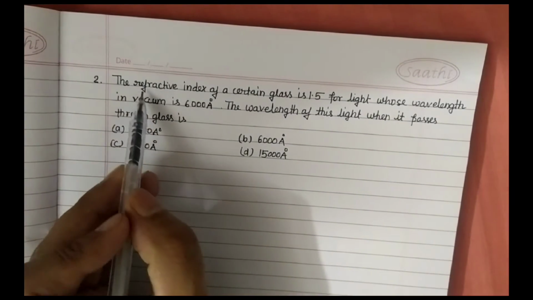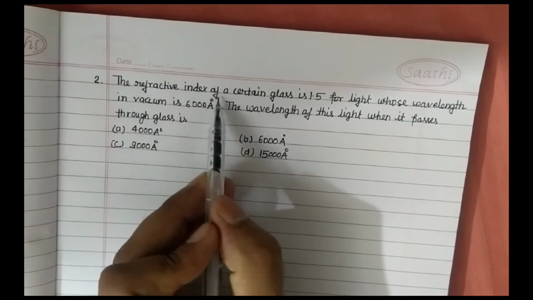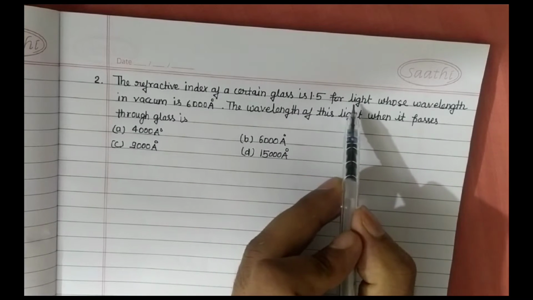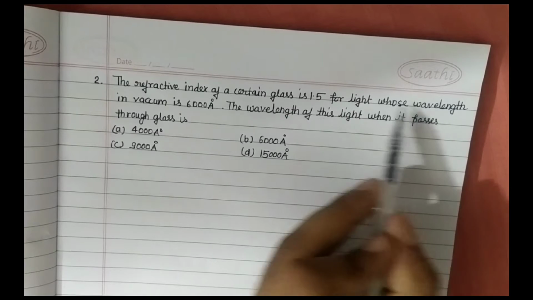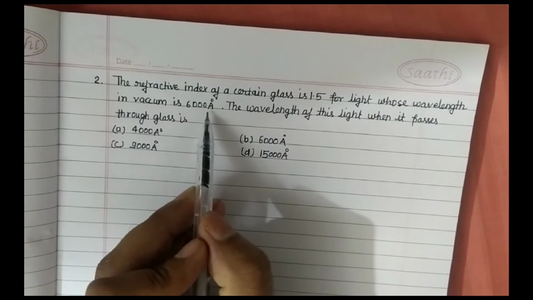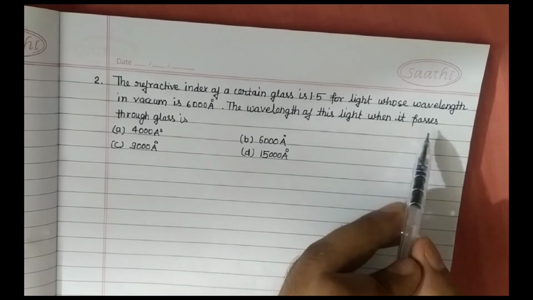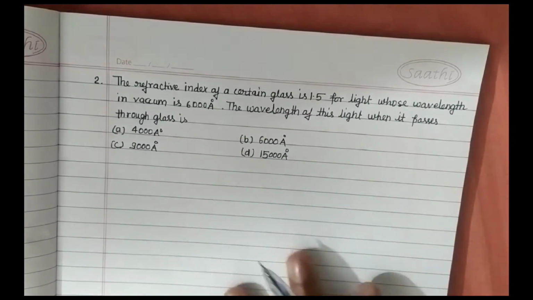Come to the second problem. The refractive index of a certain glass is 1.5 for light whose wavelength in vacuum is 6000 angstrom. The wavelength of this light when it passes through glass is.